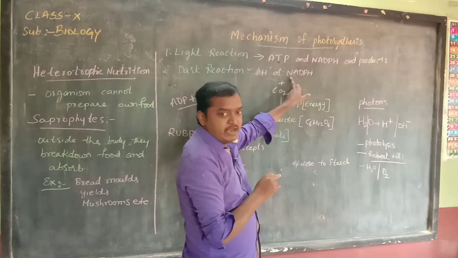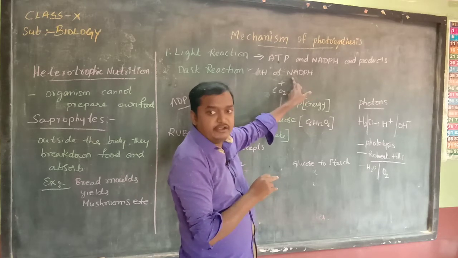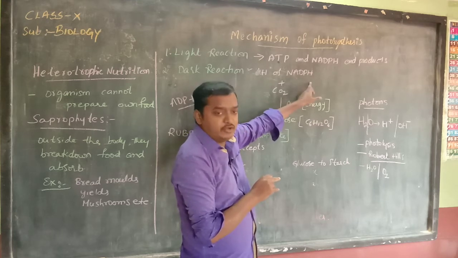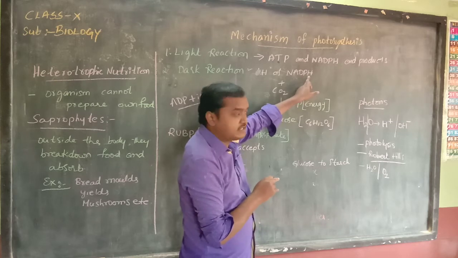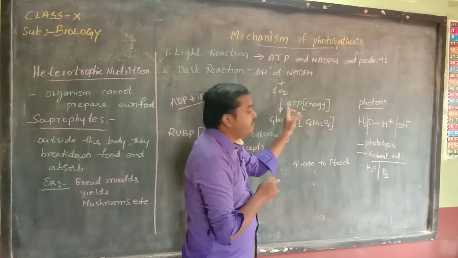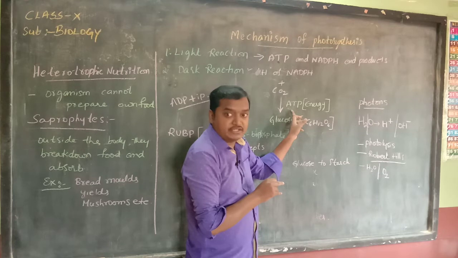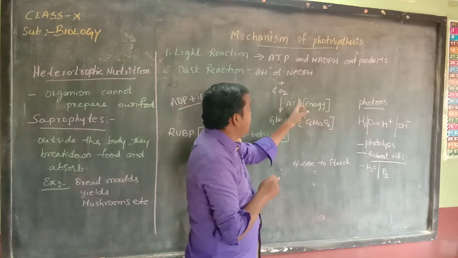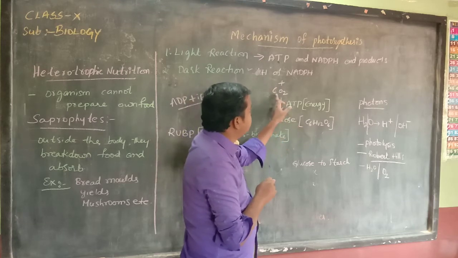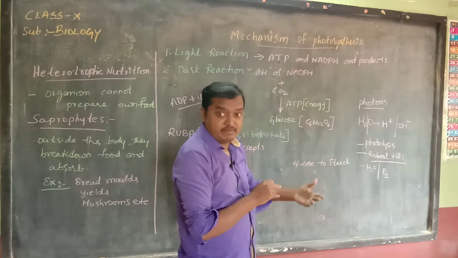NADPH is nicotinamide adenine dinucleotide phosphate hydrogen. In this, H is there. This H is combined with CO2 and it gets energy from ATP. ATP is what? The energy source in the dark reaction. By getting energy and adding CO2 with the H, it forms what? Glucose. C is from CO2, H is from this one. Several steps take place.